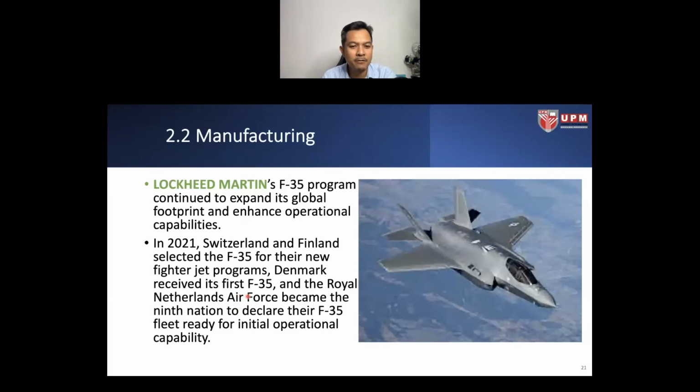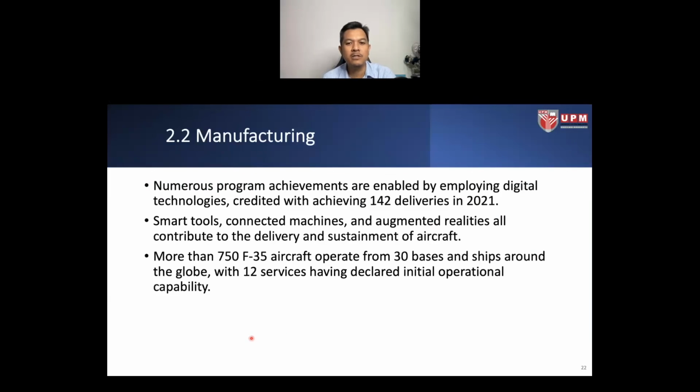And Denmark already received its first F-35, and the Royal Netherlands Air Force also became the ninth nation to declare their F-35 fleet ready for initial operational capability. So numerous program achievements are enabled by employing digital technology, credited with achieving 142 F-35 deliveries in year 2021, right? And due to the smart tools, connected machines, and augmented realities, which contribute to delivery and sustainment of aircraft.